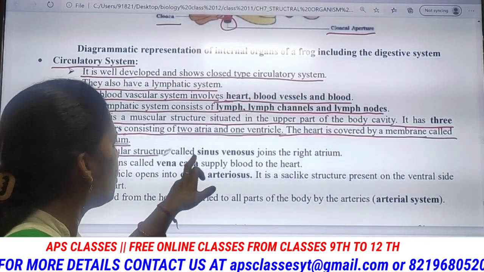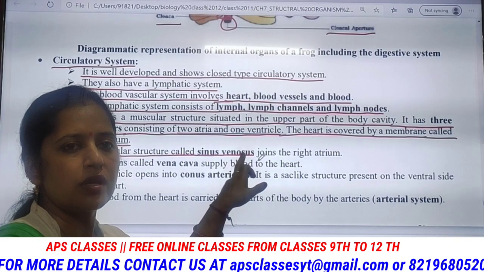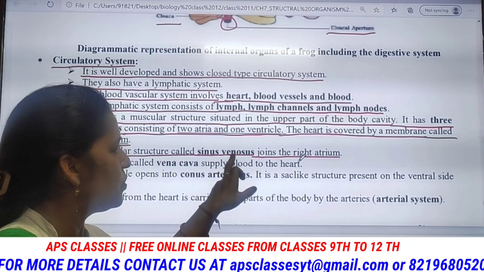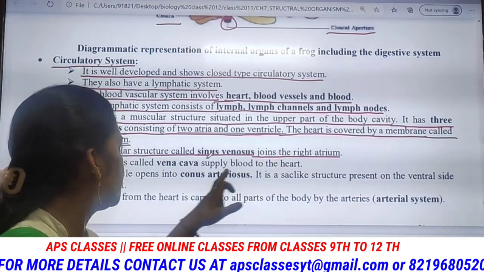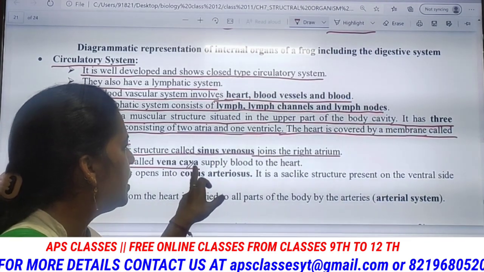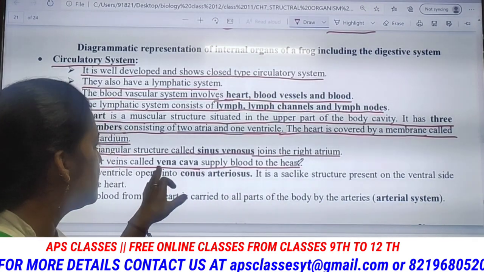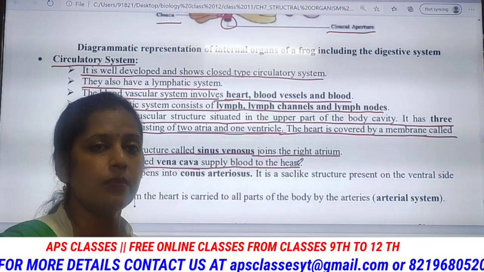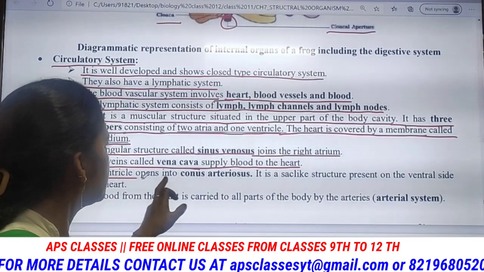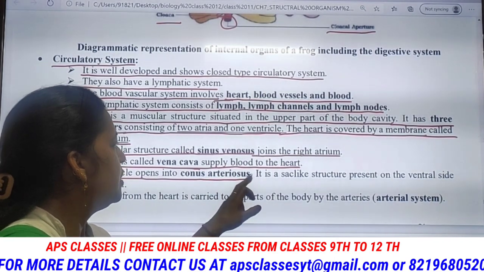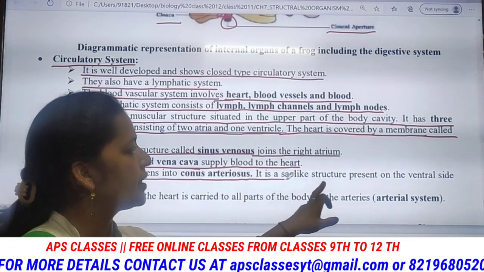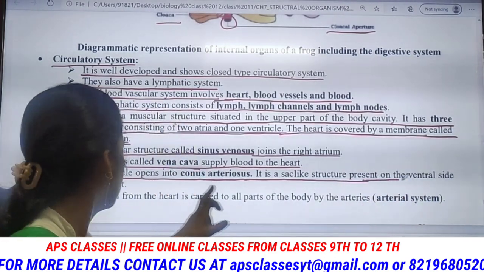There is a triangular structure called the sinus venosus, which joins the right atrium. With the help of this sinus venosus, the heart joins with the right atrium. The major veins called the vena cava supply blood to the heart. Without these vena cava, blood is not supplied properly to the heart in the frog. The ventricle opens into what? Into the conus arteriosus. It is a sac-like structure.